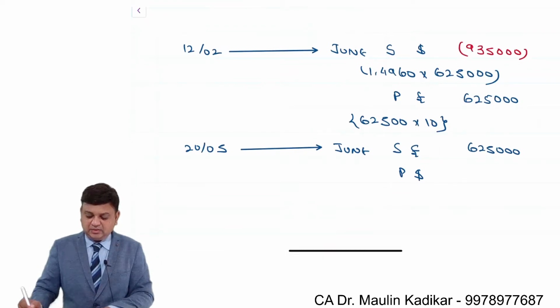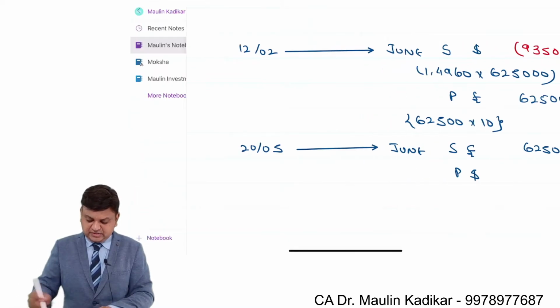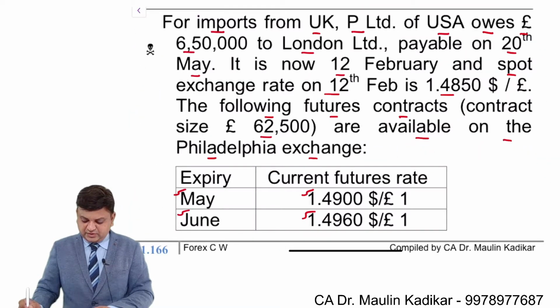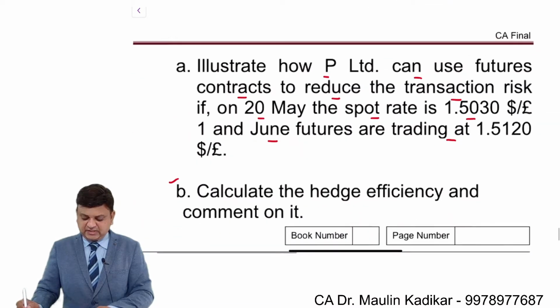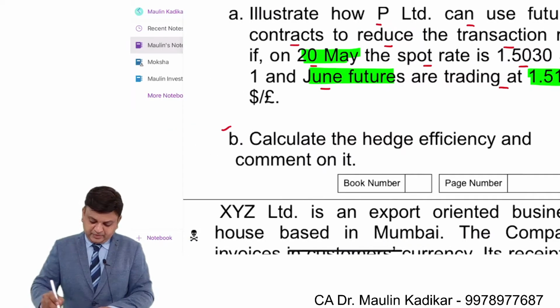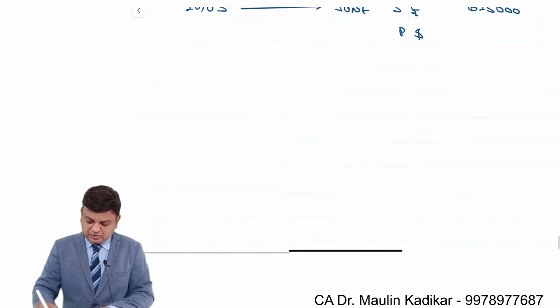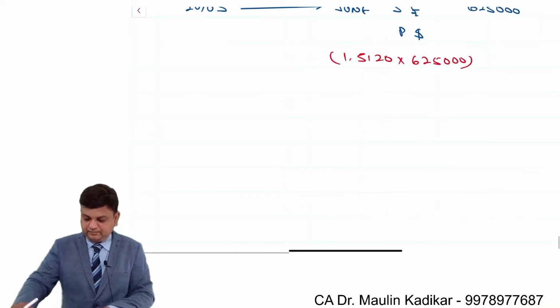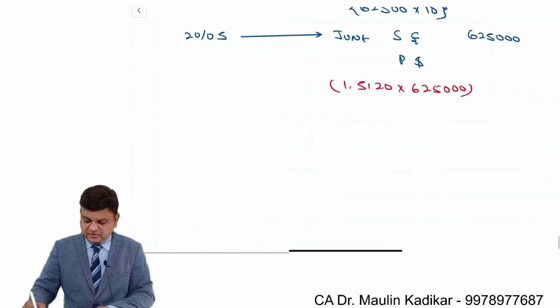And you will purchase dollar. How much dollar are you going to purchase? For that, you have to refer to this working. You can see that the question is providing the information that on 20th of May, the June futures are trading at 1.5120. So over here it is 1.5120 into 6,25,000. So 1.512 into 6,25,000 comes to $9,45,000.